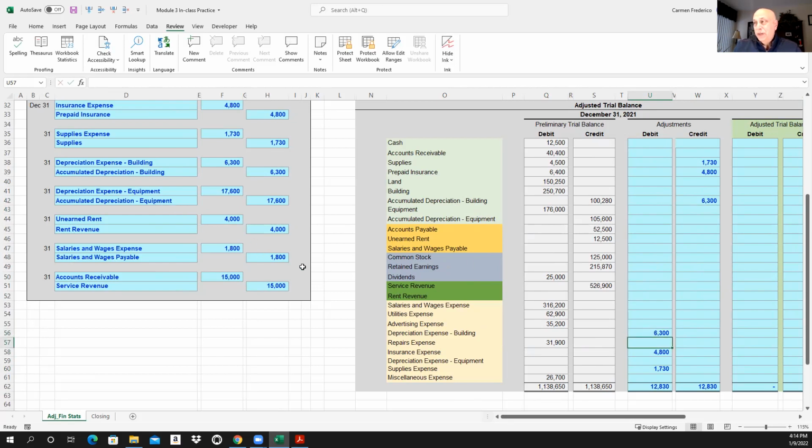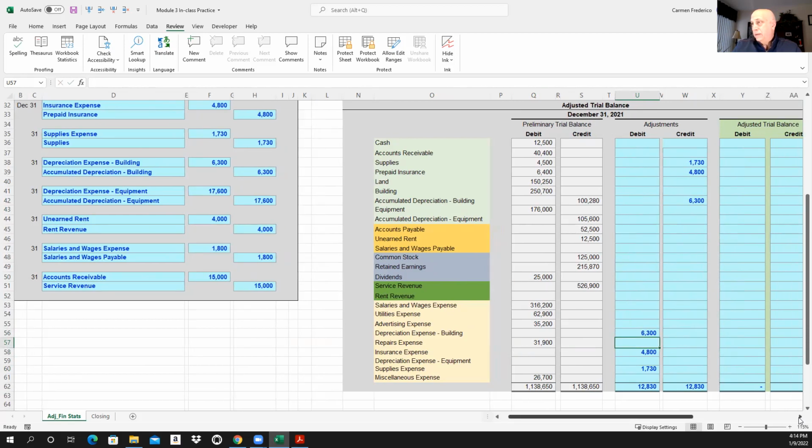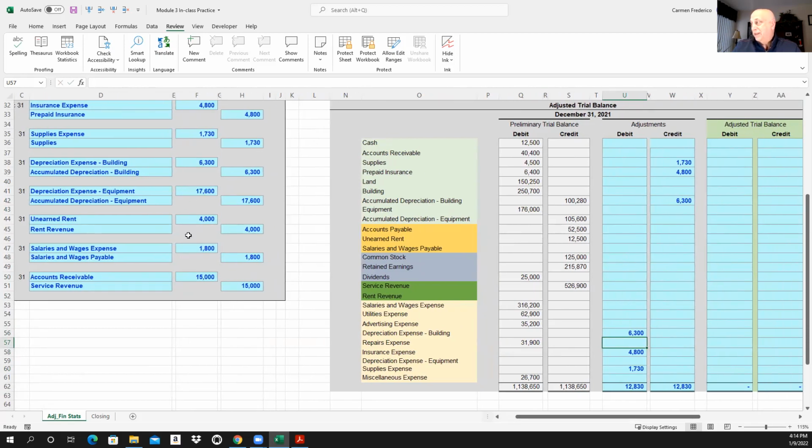And then we have depreciation on the equipment, $17,600. Find the accumulated depreciation, 17,600. And we find the depreciation expense on equipment, 17,600. And then we have our unearned rent going down by 4,000. We're going to post that into our unearned rent account, a debit of 4,000. Find our rent revenue account and post that credit of 4,000.